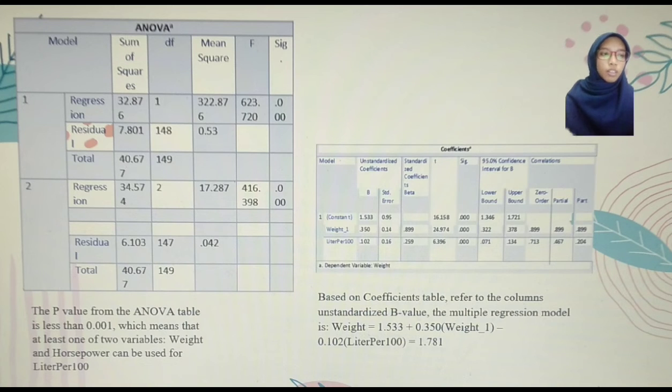The last is the coefficient. Based on the coefficient table, refer to the columns and standardized B value. The multiple regression model is weight equals 1.533 plus 0.350 in bracket weight 1 minus 0.120 in bracket liter per 100 equals 1.781.